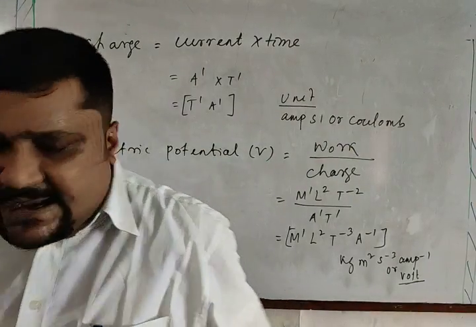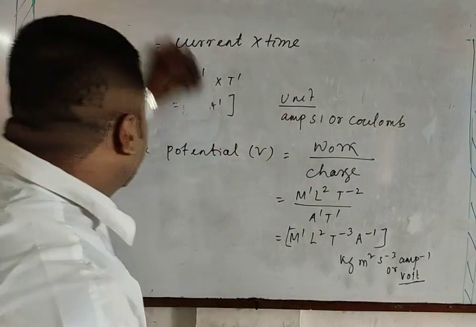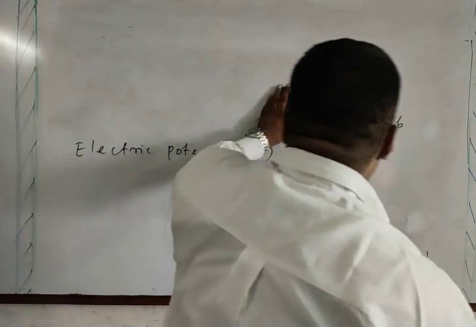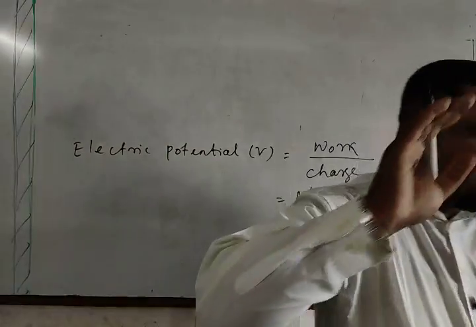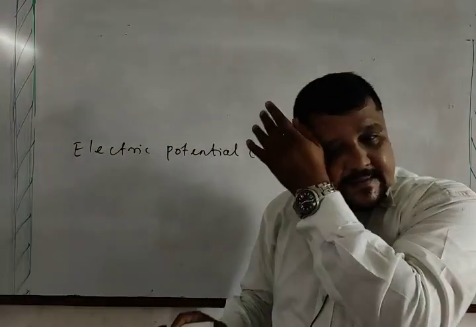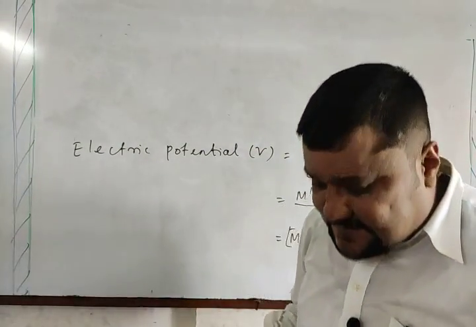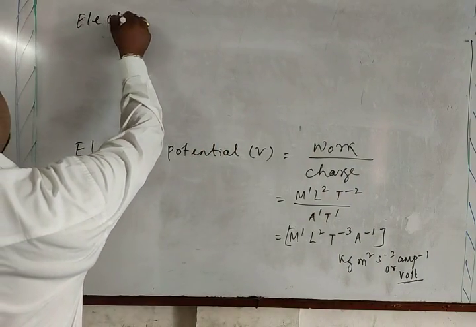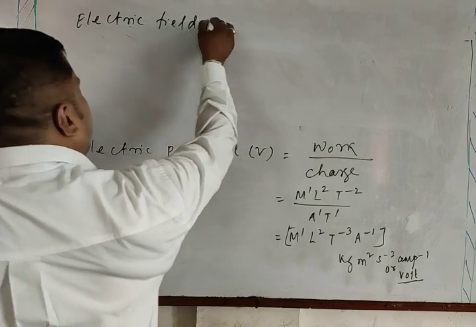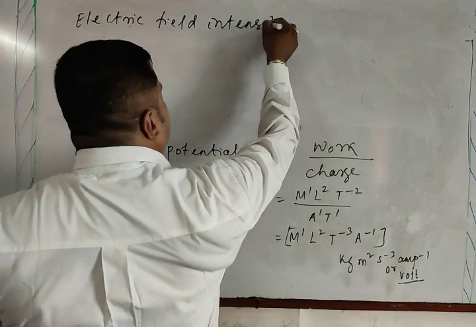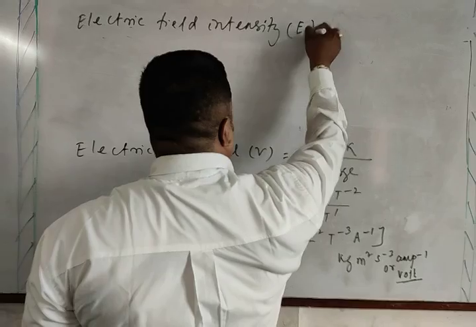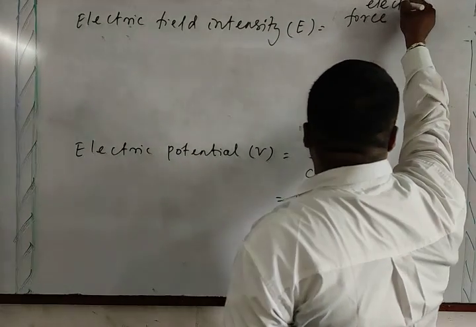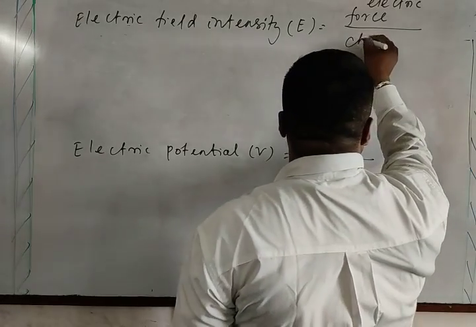Similarly, electric field intensity, like your gravitational field intensity. What is electric field intensity? As I told, the gravitational field intensity comes because of a massive body. The electric field intensity comes due to a charged particle. So the electric field intensity E, what is it? Electric force by charge.